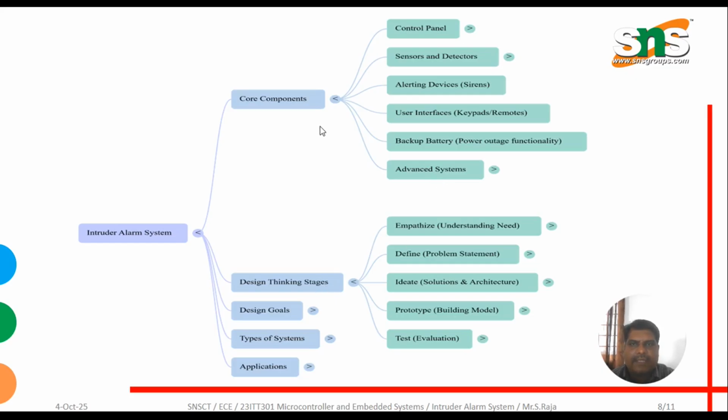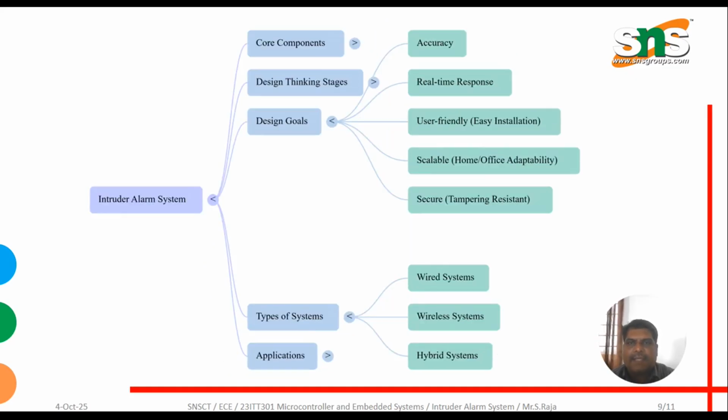I also discussed this intruder alarm system in the 5 phases: empathize, to understand the need; define, to provide a problem statement; ideate, where we get a solution and architecture for this exact problem; then prototype, building a model for our design; and finally test and evaluation. Then we discuss the application part.